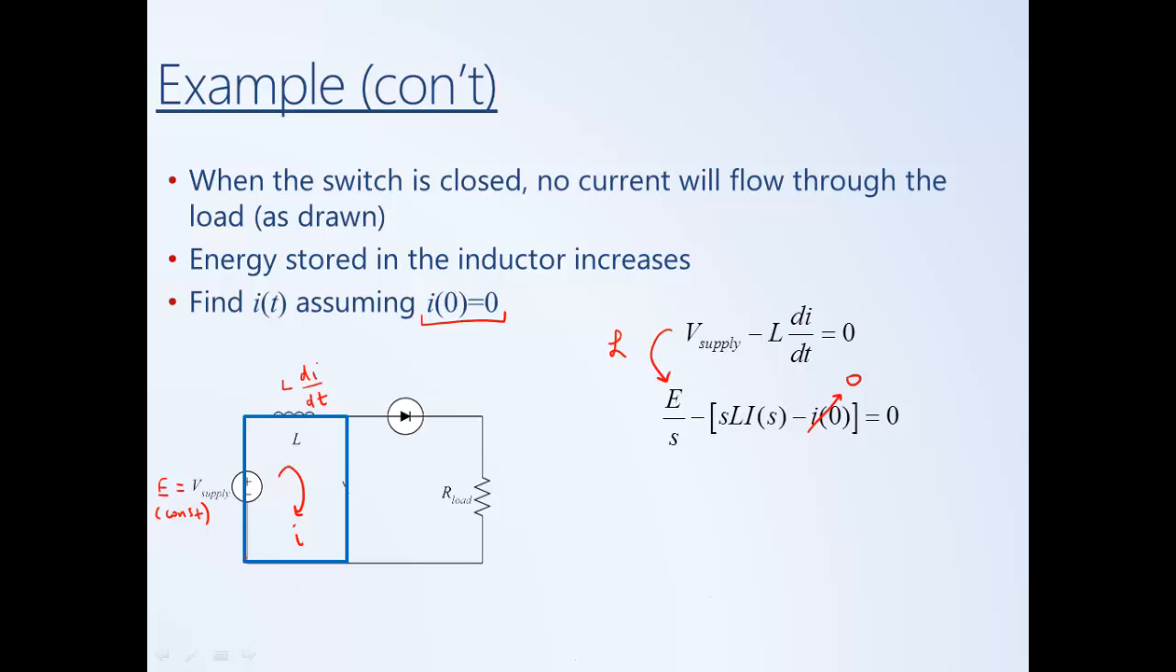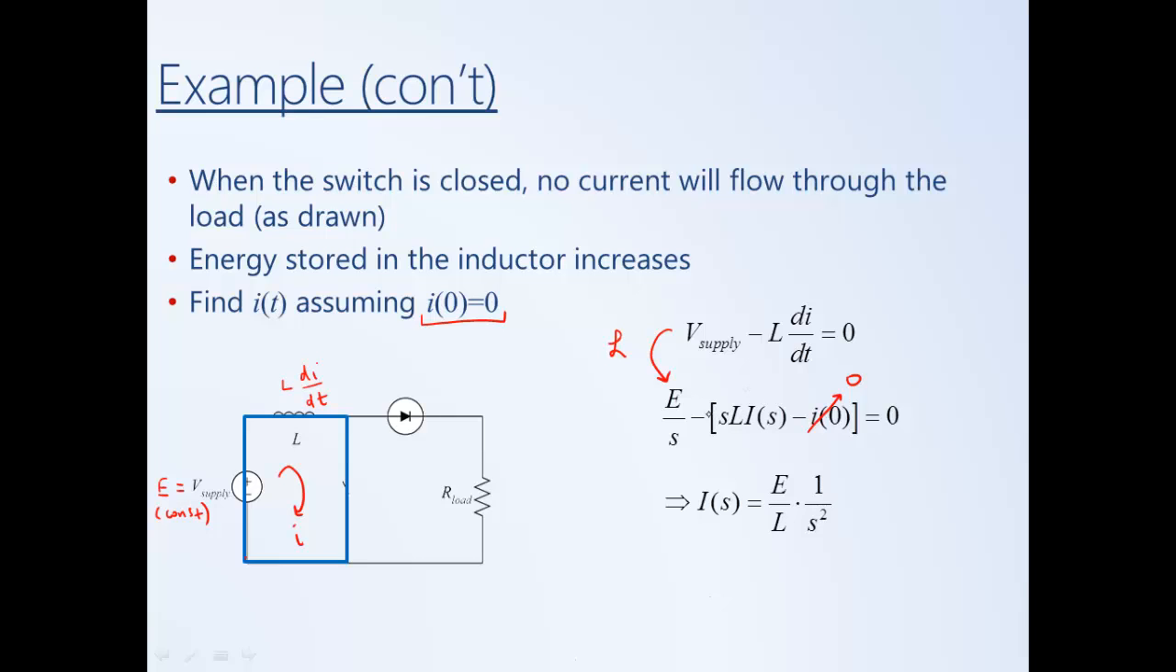Once we've taken the Laplace transform, the next thing that we would like to do is to solve for I of s. We will solve the algebraic equation. And so this negative term here we can add to the right hand side. To get I of s by itself, we can divide through by s times L.